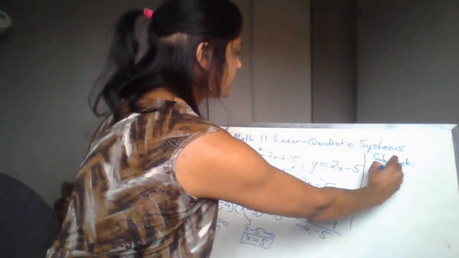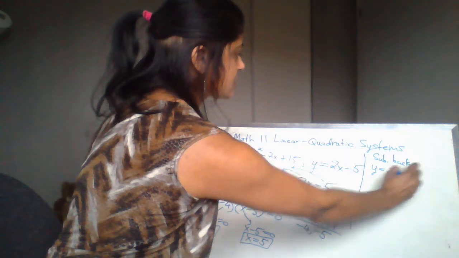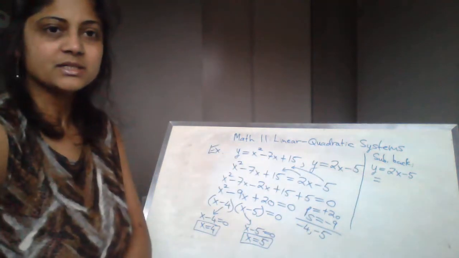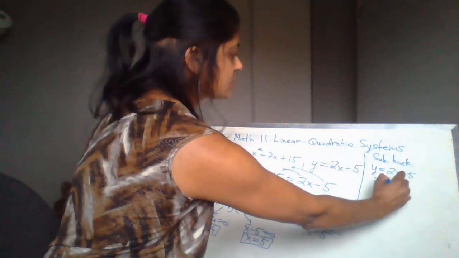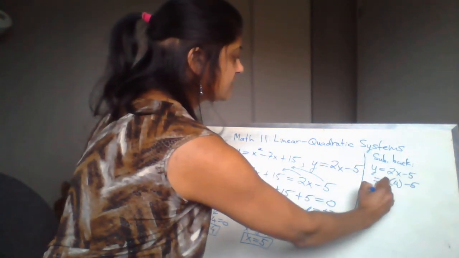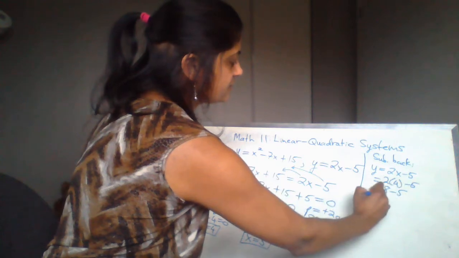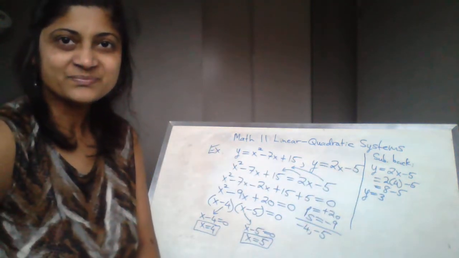So I'm going to plug it into this equation, 2x minus 5. Everyone can see that? So I'm plugging in x equals 4. So 2 times 4 minus 5. So I have 8 minus 5, so y is equal to 3. Does everyone see that? Okay.